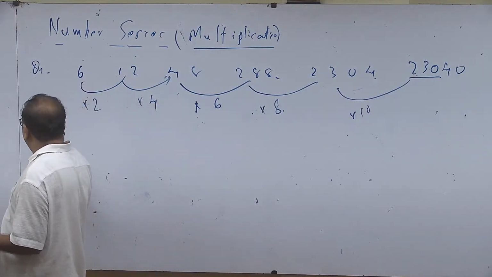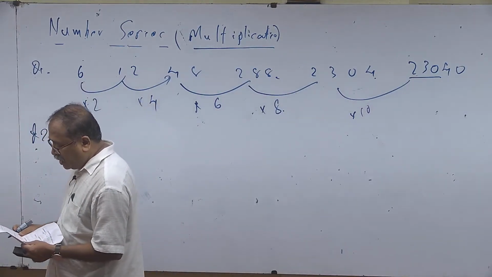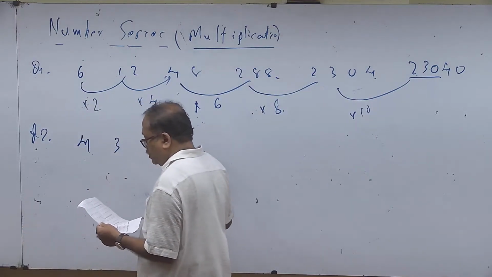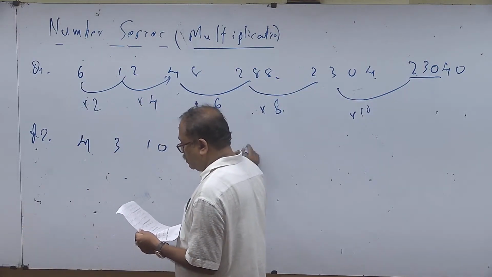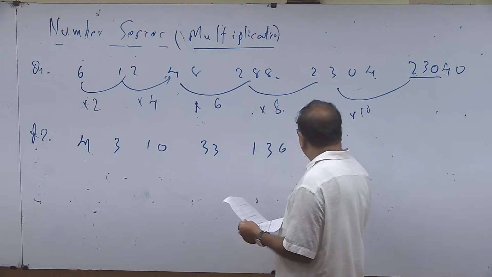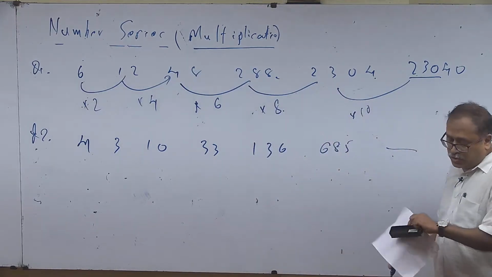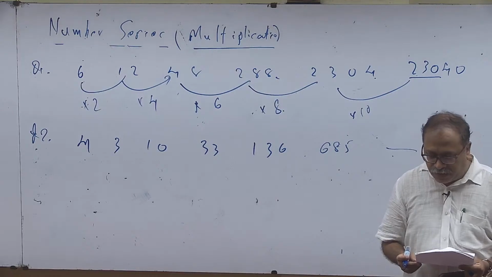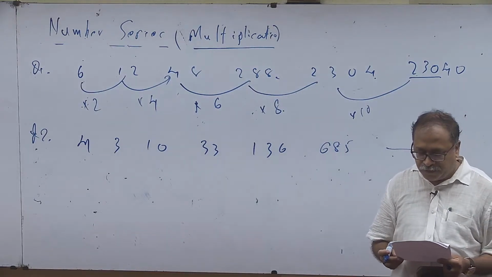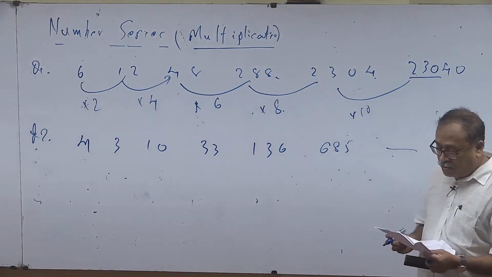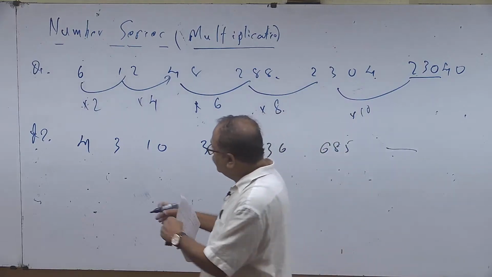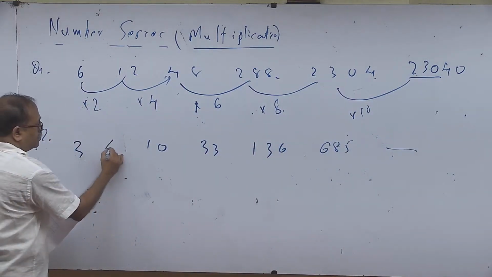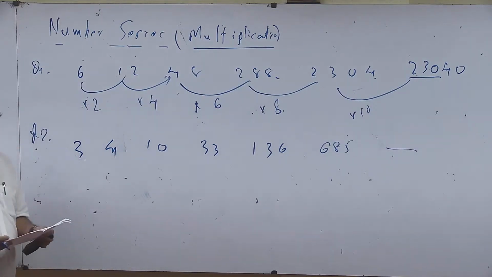Question number 2 in this multiplication, and that is 4, 3, 10, 33, 136, 685 and dash. What will be the next number? I made a mistake here. It is 3, 4. It's not 4, 3. It's 3, 4.